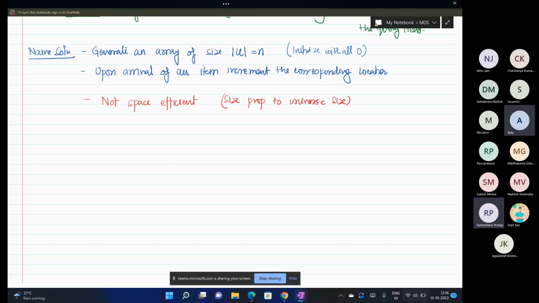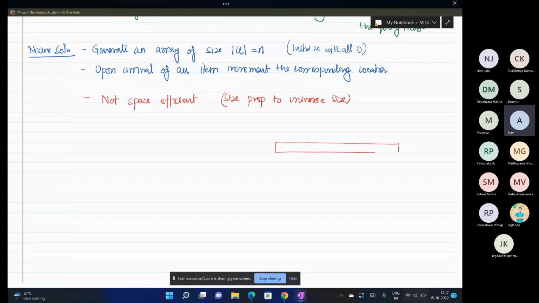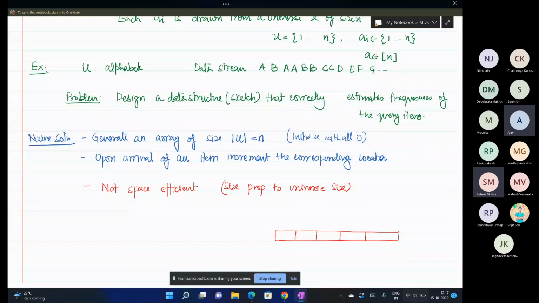So can we borrow some idea from Bloom filter? In Bloom filter, we generate a bit array. Can we keep a counter instead of one? Can we keep a counter there? Yes, exactly. This is what we are going to do.